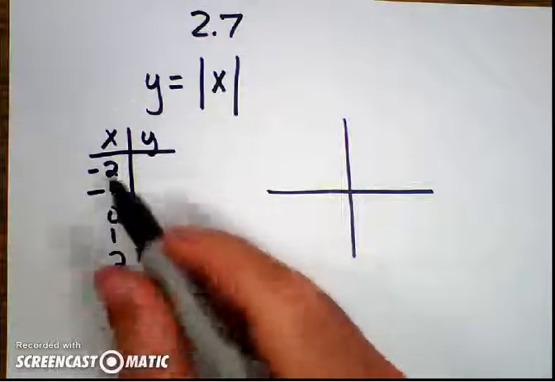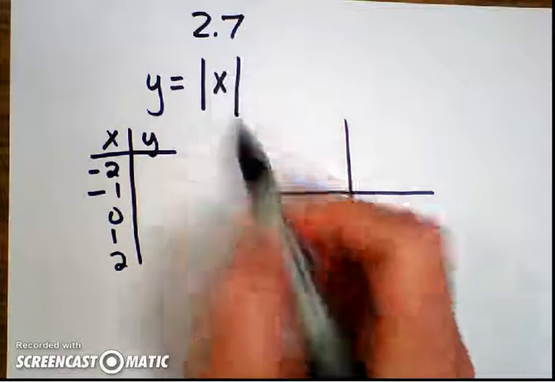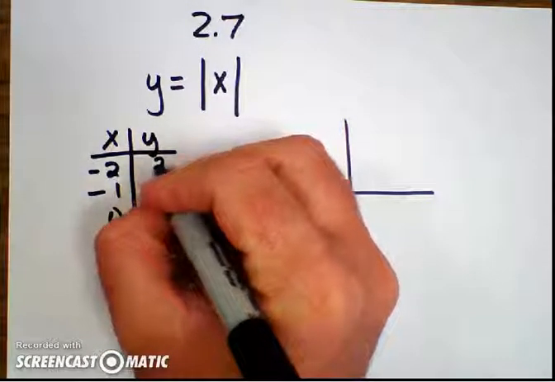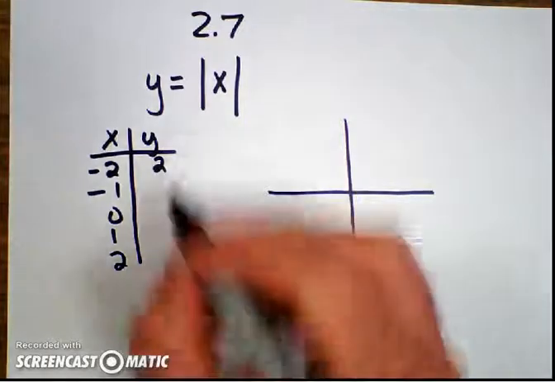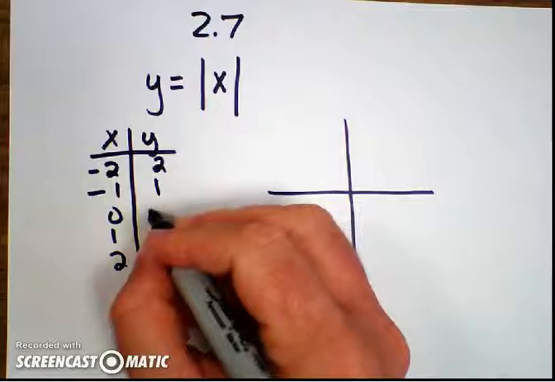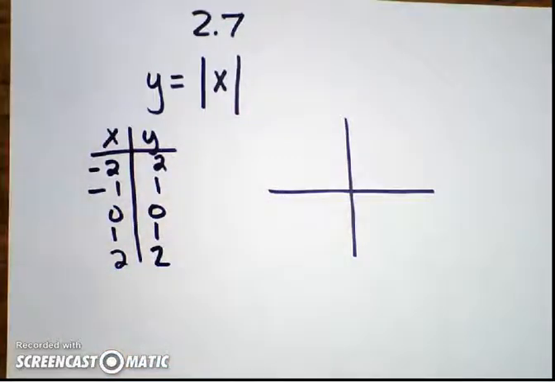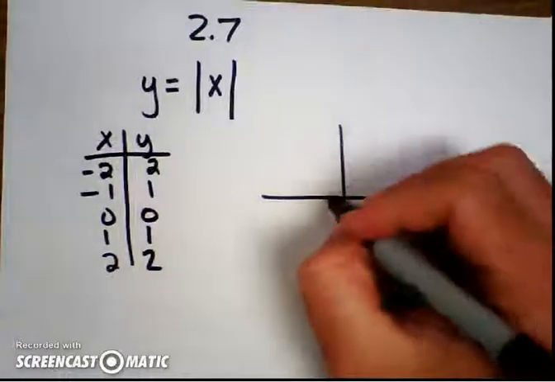So think about it. If you plug -2 in for this x, the absolute value of -2 is a +2. Okay? Absolute value of -1 is a +1. Absolute value of 0 is 0. Absolute value of 1 is 1. Absolute value of 2 is 2. So it just turns any negative number into a positive, and then the positive numbers that you plug in stay positive. So we're going to plot these 5 points.